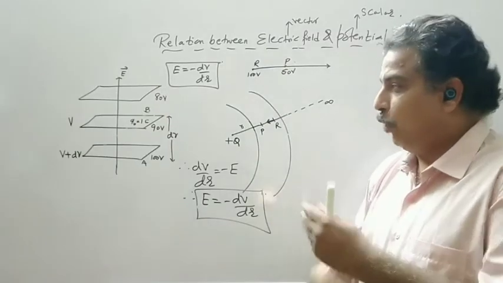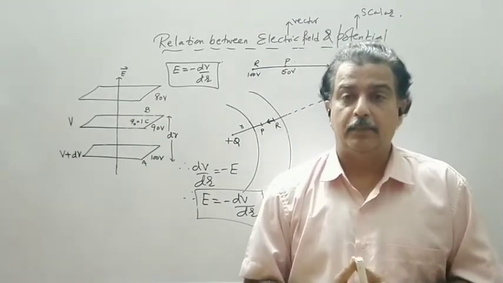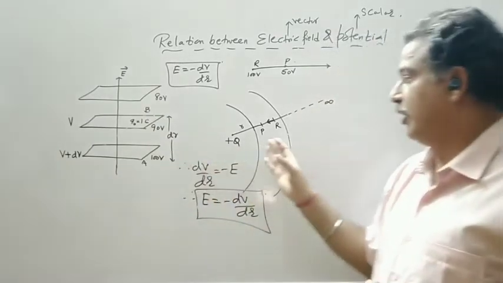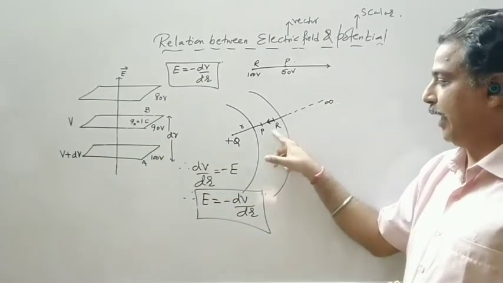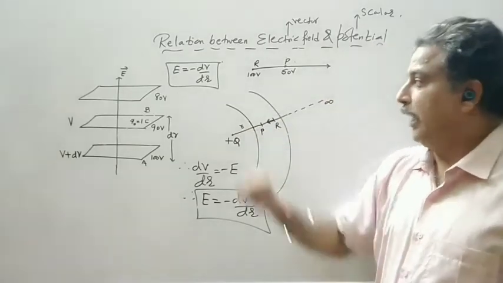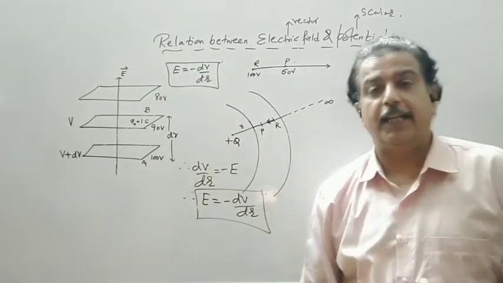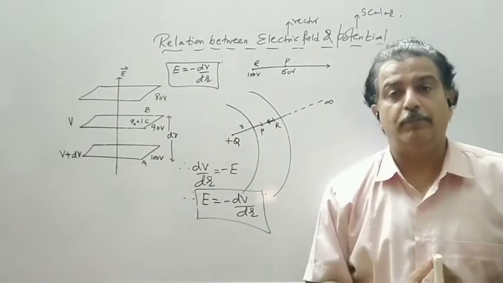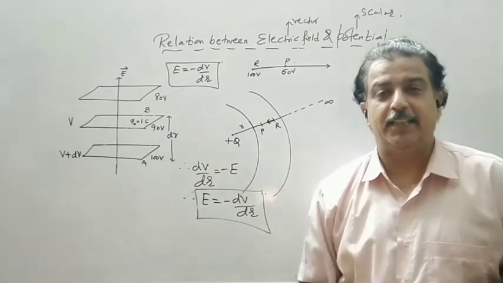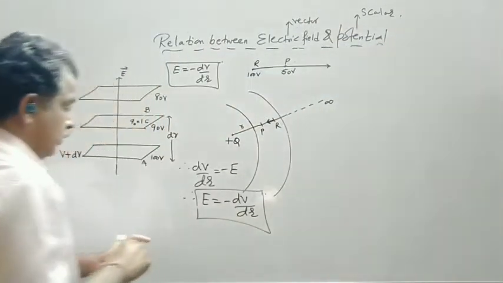So when you are moving against the field radially, meaning opposite to the field, here also we move from point R to point P, so it is opposite to the field. So the angle between minus E and dr is taken as 0. So this was our equation.